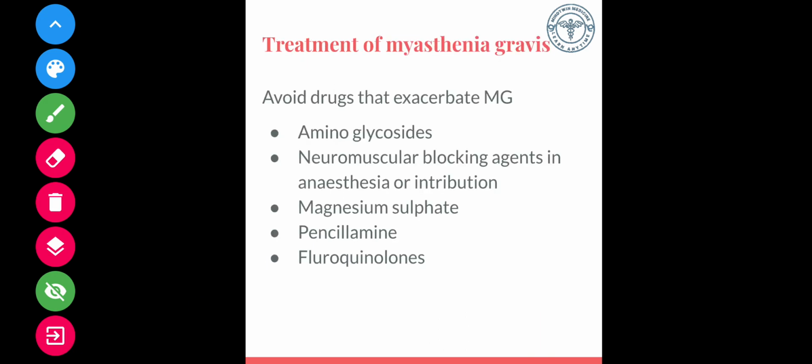So what is the treatment of myasthenia gravis? You avoid the drugs that exacerbate myasthenia gravis. All the drugs which increase the symptoms of myasthenia gravis, you should avoid, like aminoglycosides, neuromuscular blocking agents in anesthesia or intubation, and magnesium sulfate, penicillamine, and fluoroquinolones also should be avoided.